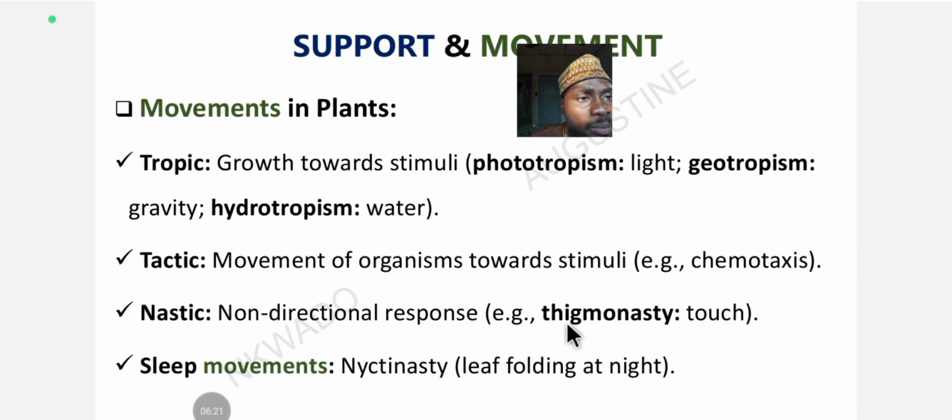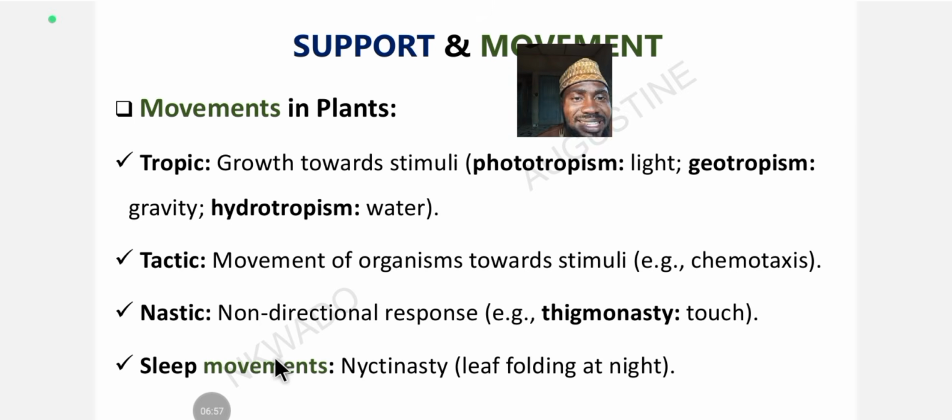For example, we have the tigmonasty. This is the response of plants to touch. A plant like Mimosa pudica, the open-and-close plant, exhibits this type of movement. When you touch it, it closes its leaves. That's a kind of protective mechanism for the plant.